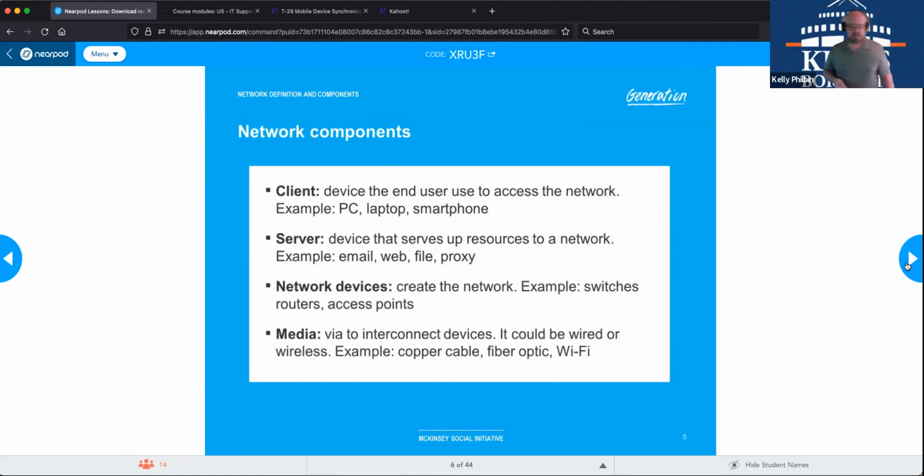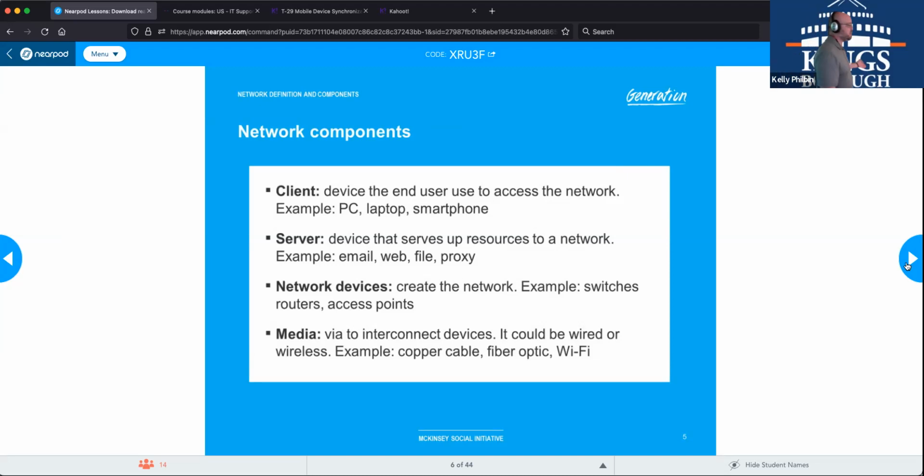And lastly, Stephen, what is media? Media is what's used to interconnect devices. It could be wired or wireless. An example could include copper cable, fiber optics, Wi-Fi.